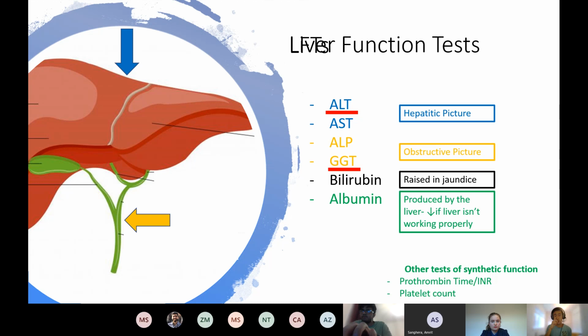Bilirubin, like we talked about, is raised in jaundice. There are different types of jaundice. We will cover that on another day in gastro. But for now, for all of your modules, if bilirubin is raised, it might suggest jaundice. And albumin is a more interesting one.